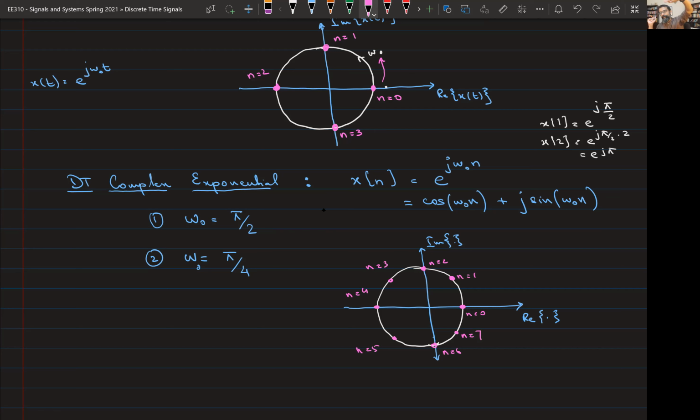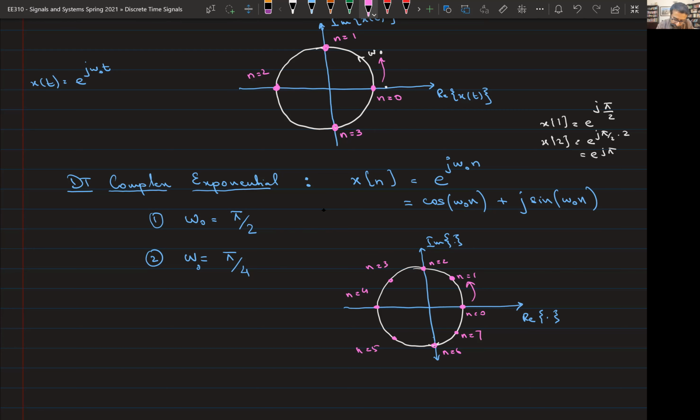At omega naught equals pi by 2, we were periodic with a fundamental period of capital N equals 4, because that's where it starts repeating itself. Now the circle completes at 8. So this exponential is periodic with a period equal to 8. And once again, you will see this kind of a movement. This is the circle rotating. Even if you're looking at discrete points, you'll see first here, then here, then here, then here, and so on and so forth.